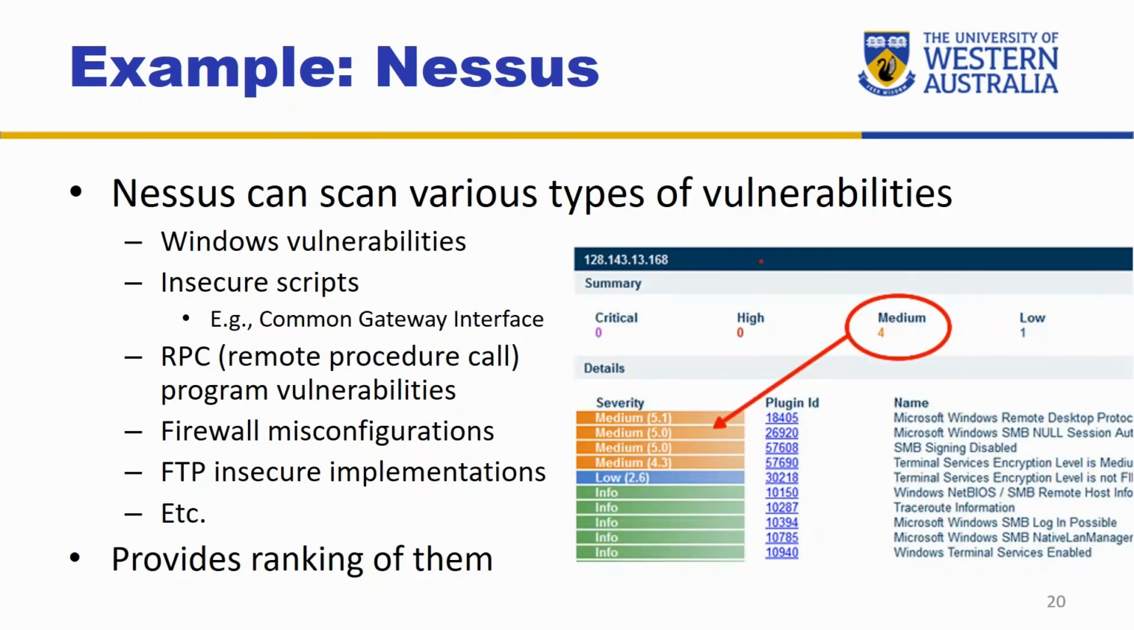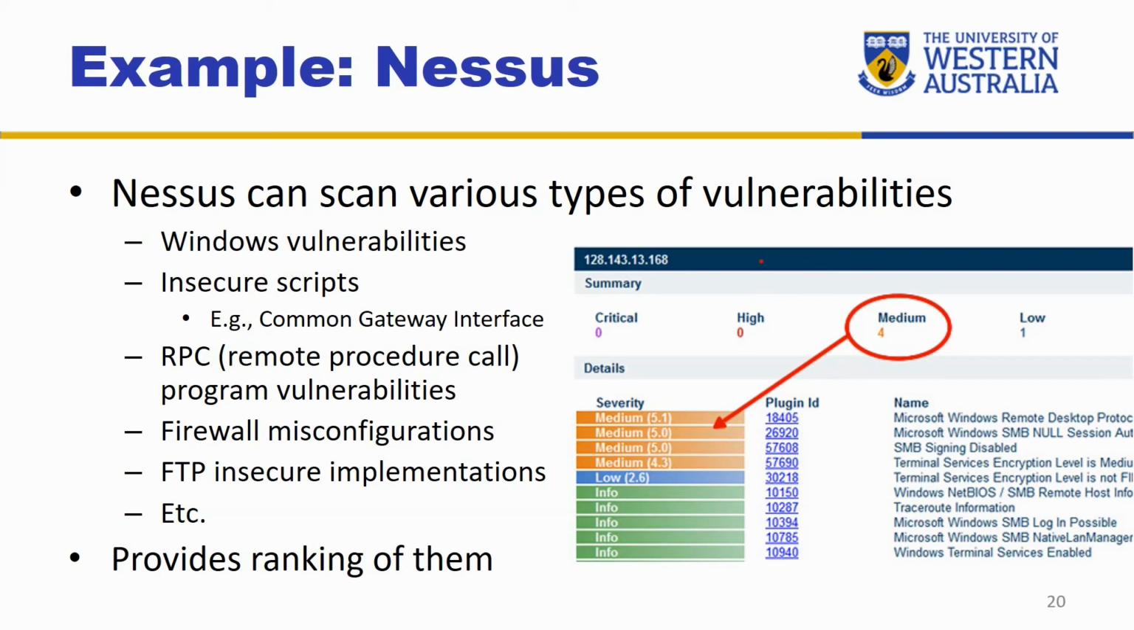So what does Nessus provide? Firstly, it classifies the types of vulnerabilities. For example, Windows vulnerabilities, scripts, remote procedure calls, misconfigurations, insecure implementations, etc. So there are different types of vulnerabilities which the tool will classify them into.